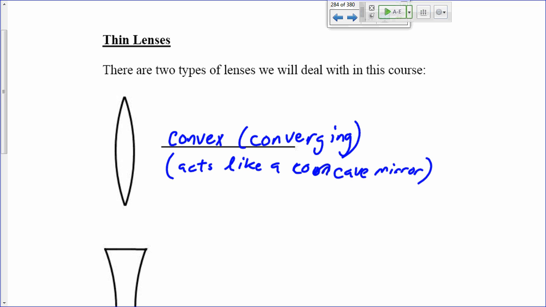So the names are switched. Convex is like the concave mirror. You can think of it because the concave mirror was also converging. So we name them this based on their shape. But for the lenses, the converging lens is actually a convex shape. So we have two different names, one based on their shape, convex or concave, and the other based on what they do to the light, converging or diverging.